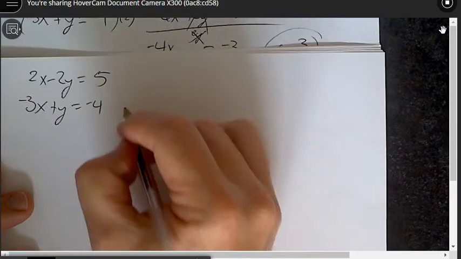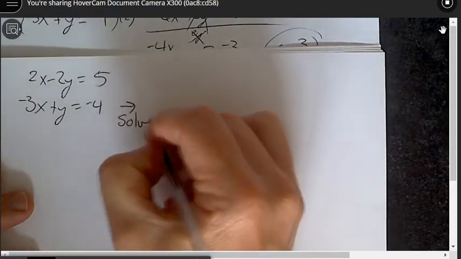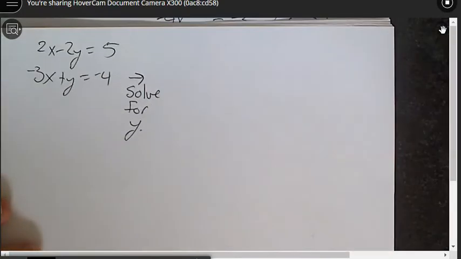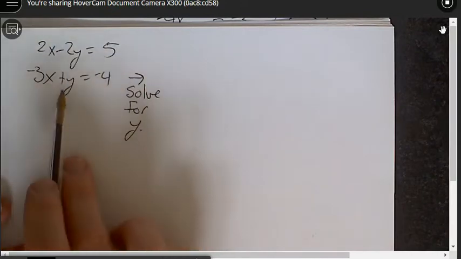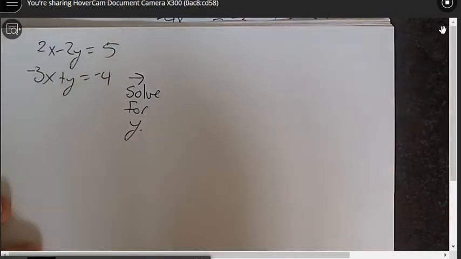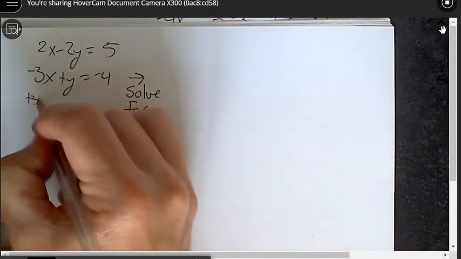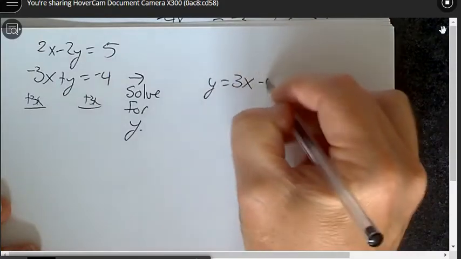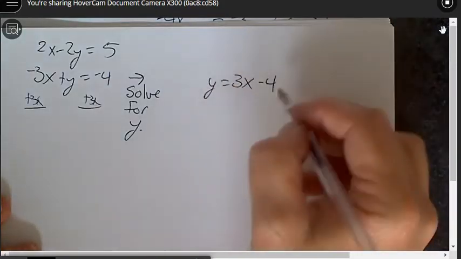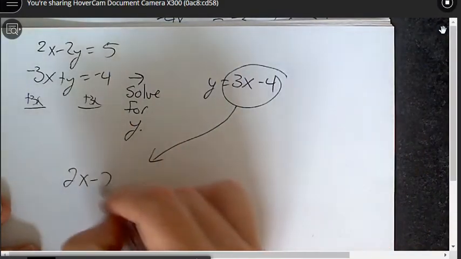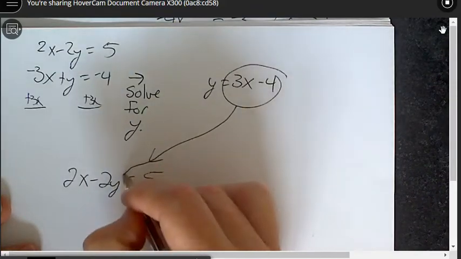Okay, so for substitution, we're going to take this equation and solve it for y. If they're going to have you do substitution, there should always be one variable that has 1 as a coefficient. If not, then it doesn't make any sense at all to do substitution. So for this one, to solve for y, we're just going to add 3x to both sides, and we're good to go. Then we're going to take this 3x minus 4 and plug it into the other equation for y.